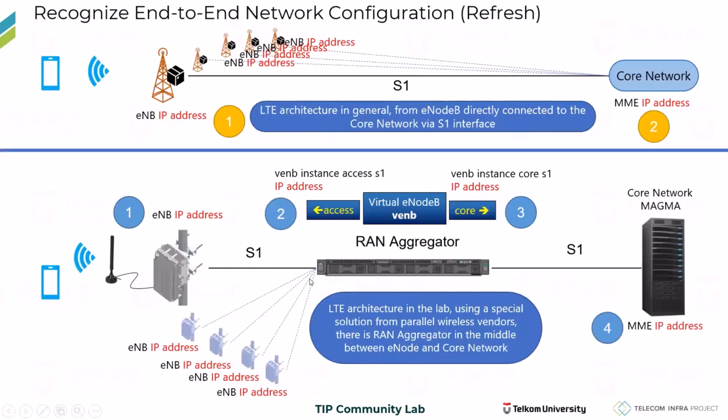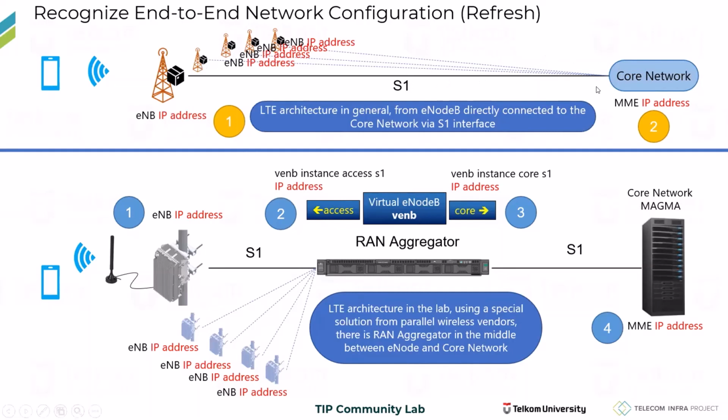Okay, and this is again, I present the end-to-end solution in this case, on the setup in the lab. It's quite different from the standard architecture. For the standard architecture, we have the upper side. We have several E-Node-B or 4G BTS here. Each of them has an IP address 1, 2, 3, 4, and has a dedicated connection going directly to the core network via S1 connection.